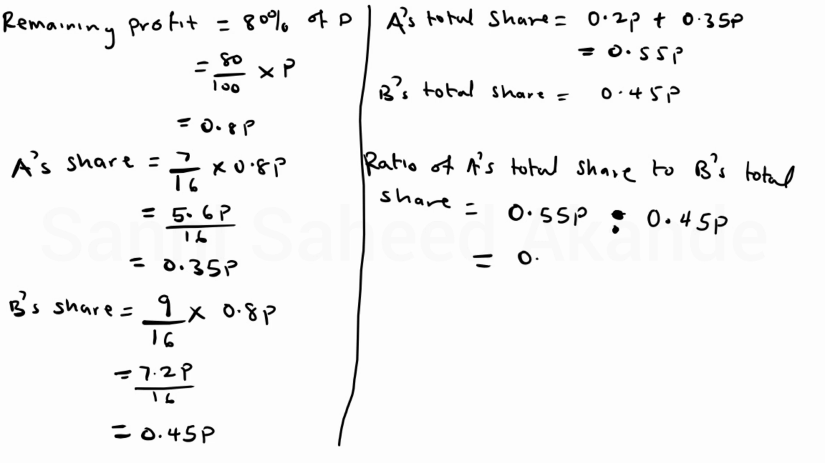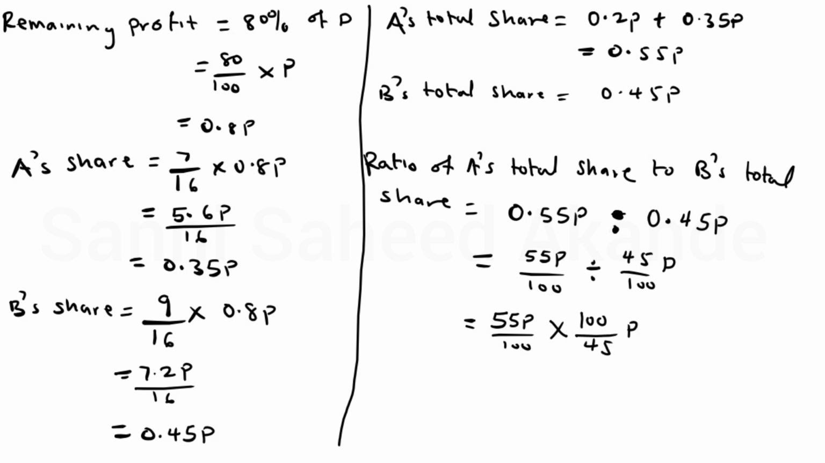0.55 could be written as 55p over 100, then divided by 0.45, which could be written as 45 over 100p as well. When you change this division to times, you now have 100 divided by 45p. When you do that, this 100 will cancel this 100.